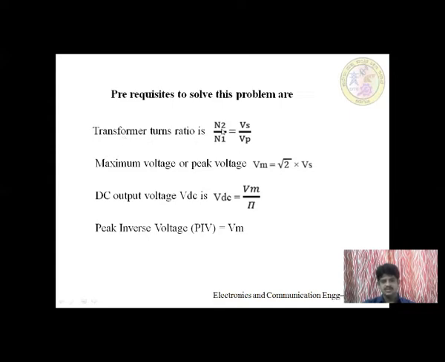First we need to understand the output of the transformer. So the equation is N2 by N1, that is the secondary turns to the primary turns, equal to Vs by Vp, means secondary voltage to the primary voltage. Then the maximum or peak voltage, Vm, is equal to root 2 into Vs. This is already discussed. When we calculate, we'll get Vm.